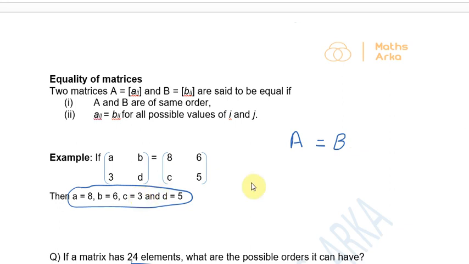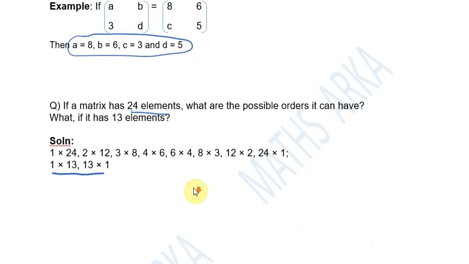Equality of matrices: two matrices are said to be equal if they have the same order and the corresponding elements are equal. So here they are of the same order, 2 cross 2 each, and the corresponding elements should be equal. Then we looked into a few questions.